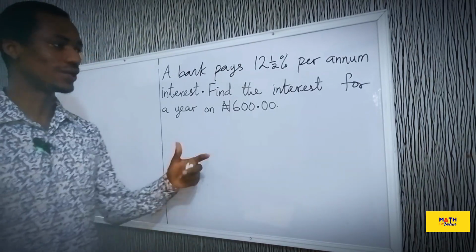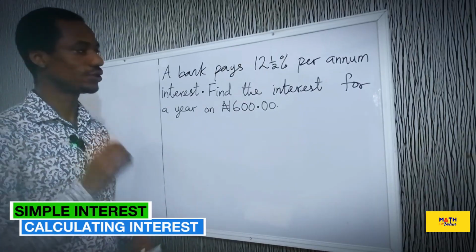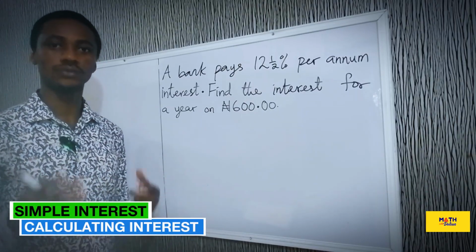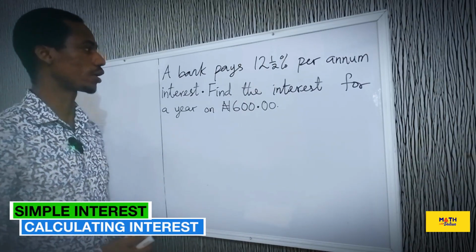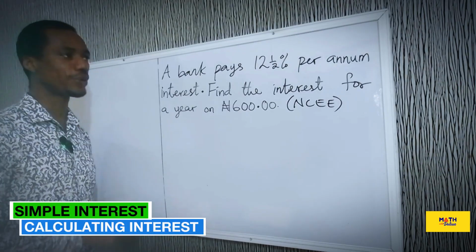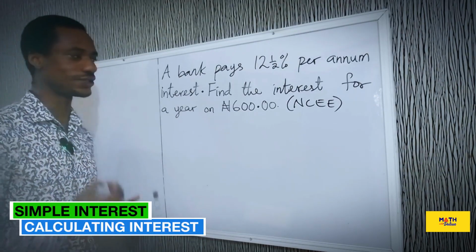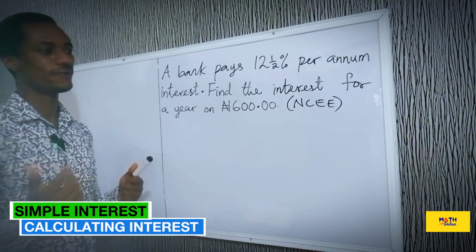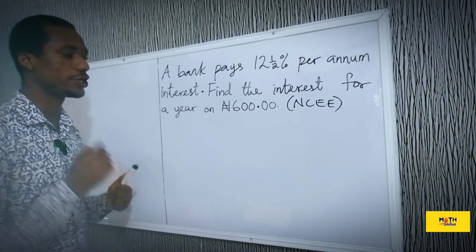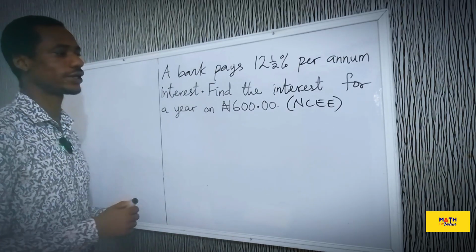Alright, today we're having another past question. Still working with simple interest. Okay, let's go. A bank pays 12.5% per annum interest. Find the interest for a year on 600 naira.